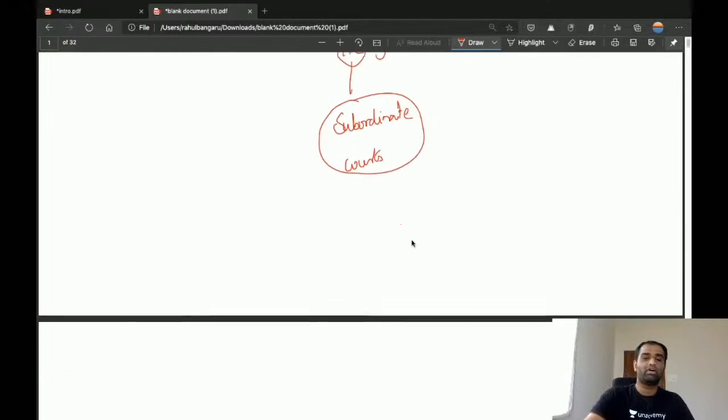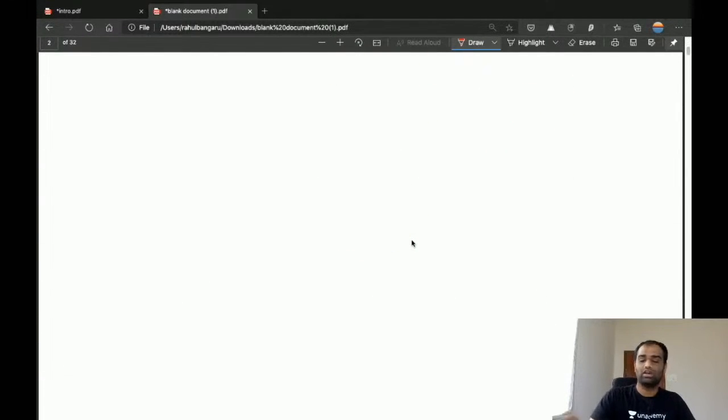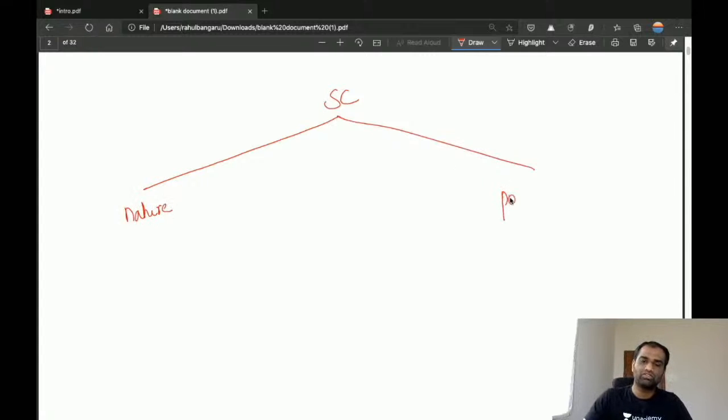Now see here, in our last class we looked at Supreme Court. As I mentioned in the last class, we will discuss Supreme Court in two parts. One is the nature of Supreme Court, and then we will discuss the powers and functions of Supreme Court.